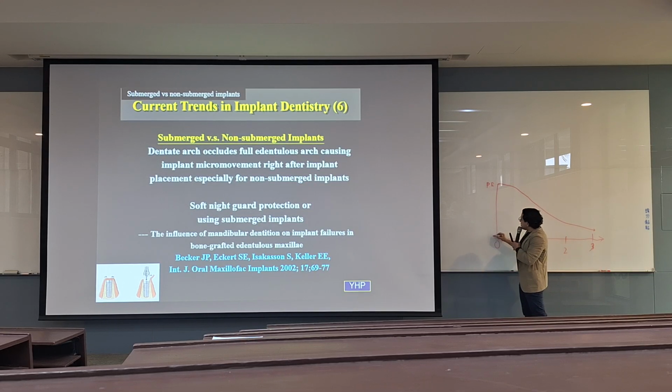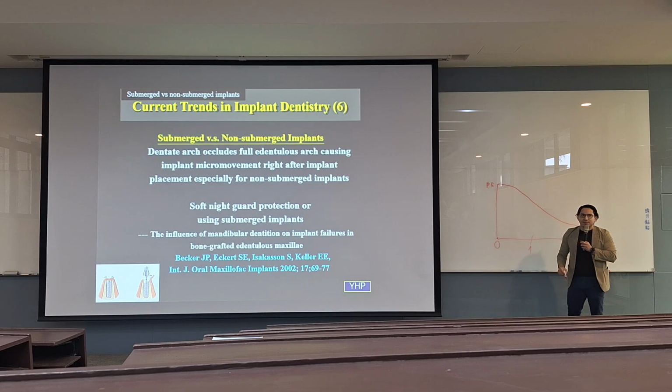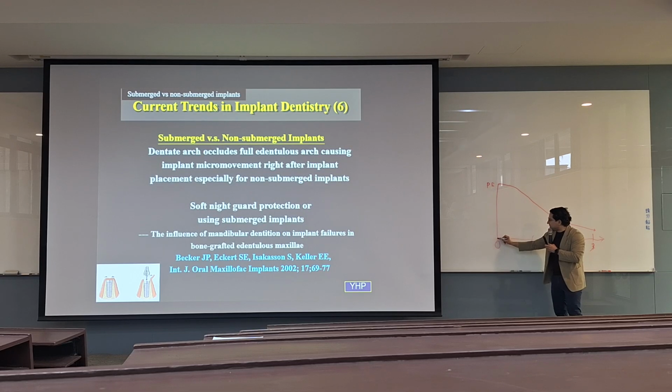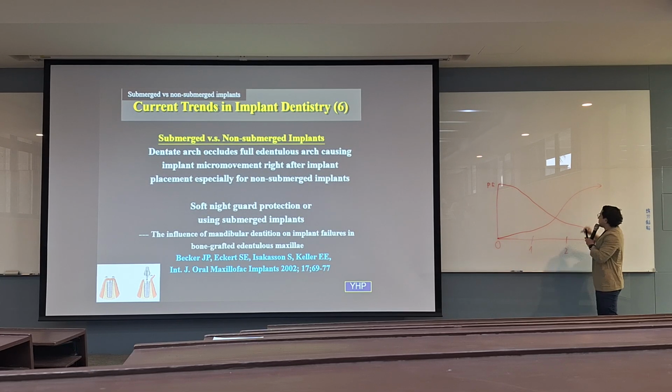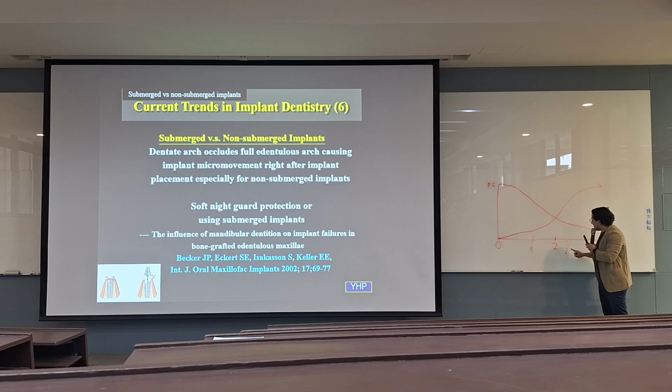Now, the new bone formation at the beginning, of course, is 0. There's nothing there. There's no osseointegration. So at the beginning, there's nothing there. But with time, it will grow. Okay? So we put this here.